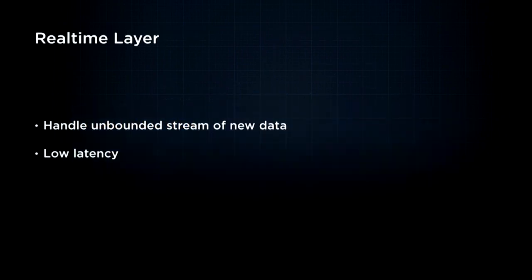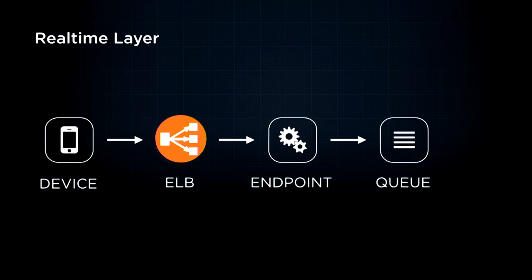The real-time layer is pretty different from the batch processing. It has a bunch of different concerns. Unlike the batch layer, the real-time layer has to handle an unbounded stream of new data. Data continues to enter the system, and there's a hard time requirement for it. We need to be able to process the information in real time to provide low latency results and updates.